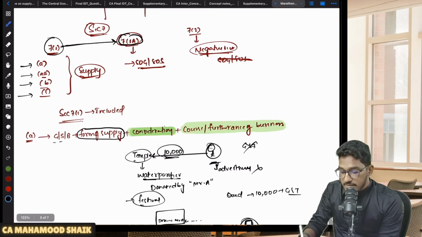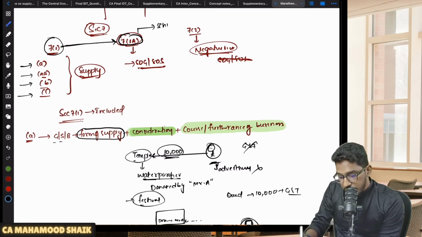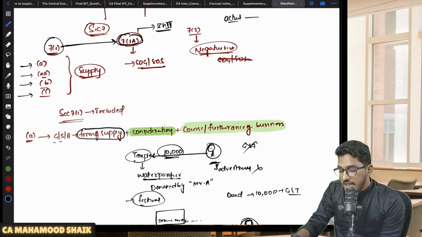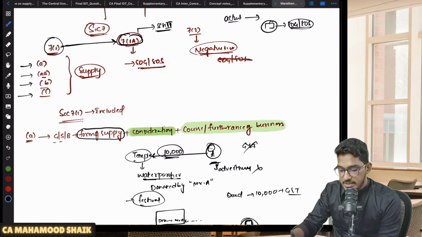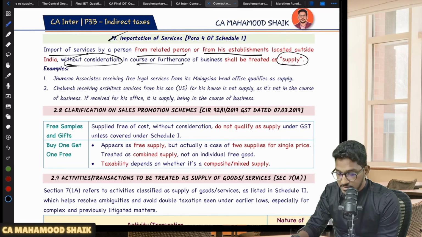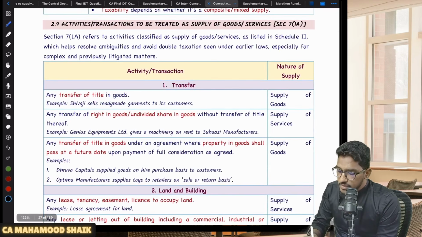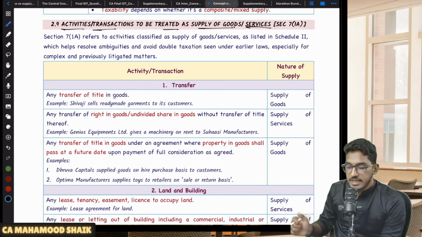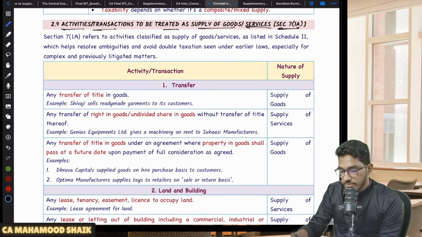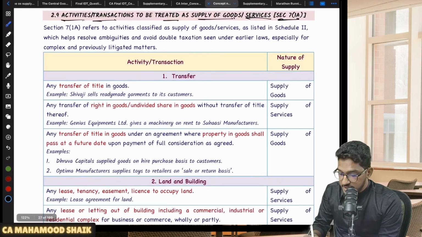Okay. So section 7, subsection 1, clause A says that we have given schedule 2. In that schedule 2, we have specified activities and which activity will be treated as what. We have given a list of activities and whether that activity will fall under supply of goods or supply of services. We have given that list under schedule 2. Refer to schedule 2, and accordingly classify whether that activity is supply of goods or supply of services. Now let us go to that schedule 2. Activities or transactions to be treated as supply of goods or services. Once an activity has been classified as supply, whether that will fall under supply of goods or supply of services, that guidance has been given under schedule 2.